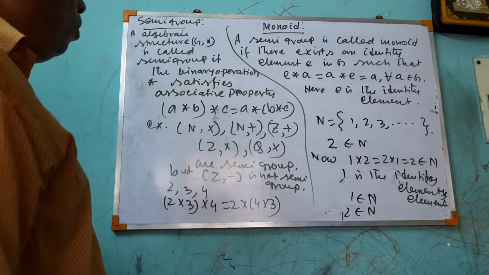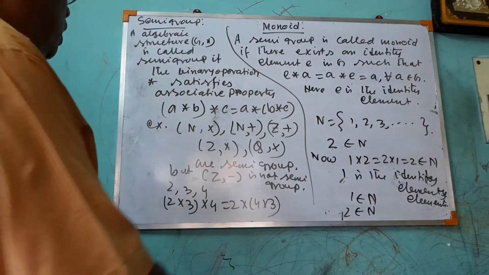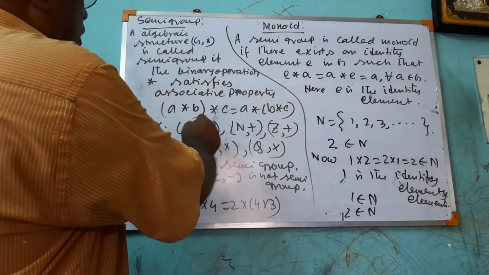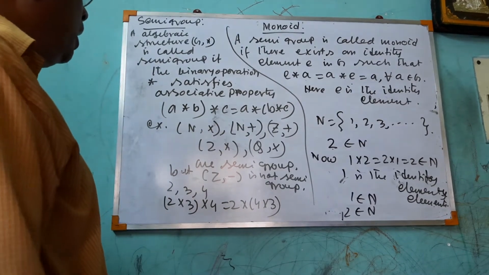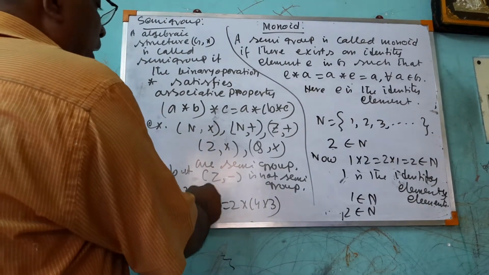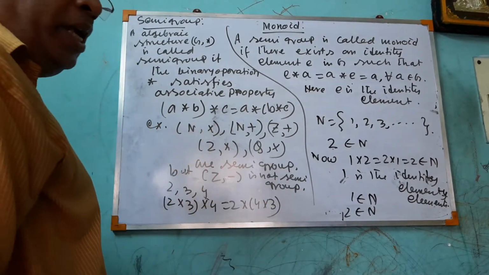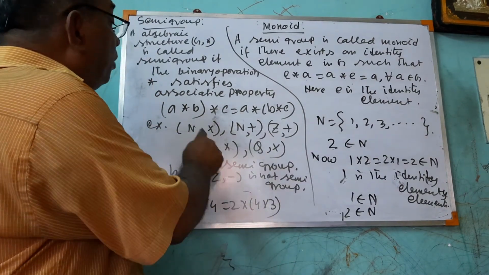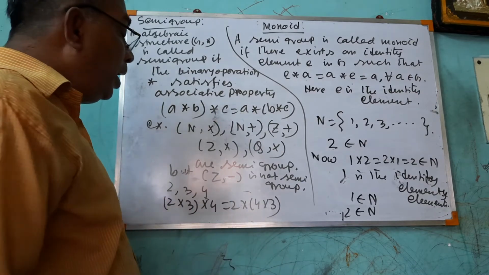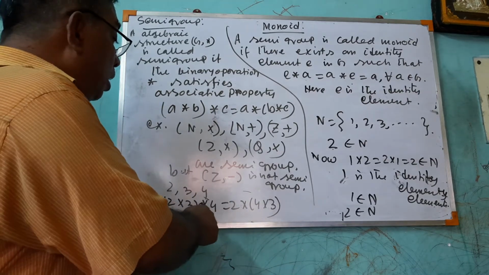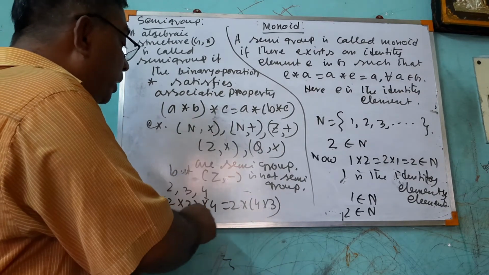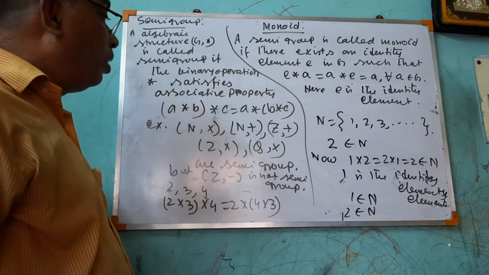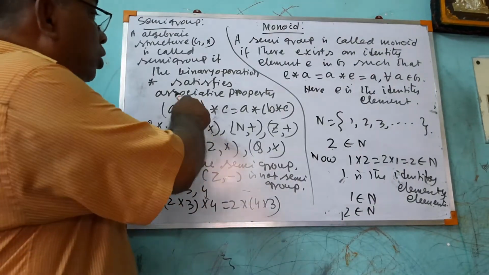It is true. So binary. So this is N cross is a semigroup, because this result and this result will be same. Follow me, this result and this result will be same. So N cross is a semigroup because this operation, that is cross, satisfies the binary composition and the associative property.